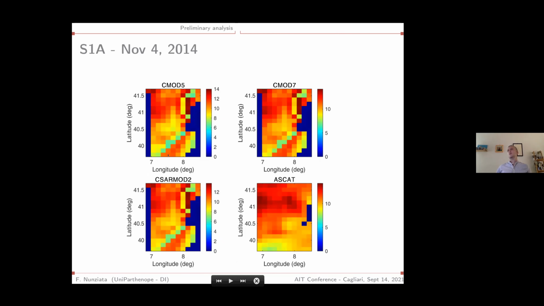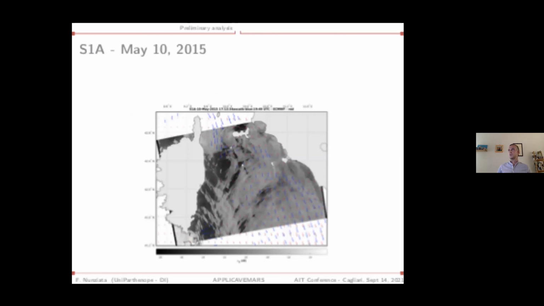You can see that basically the trend is pretty much the same. There are some differences, but not too much among these three geophysical model functions. And the agreement with the ASCAT measurement is fairly good. Since it's just a preliminary test, we consider the same spatial resolution of ASCAT, about 12 kilometers, so even in this case the pixel is 12 kilometers. We are not enhancing the spatial resolution of the SAR wind product, because it's just for reference purposes.